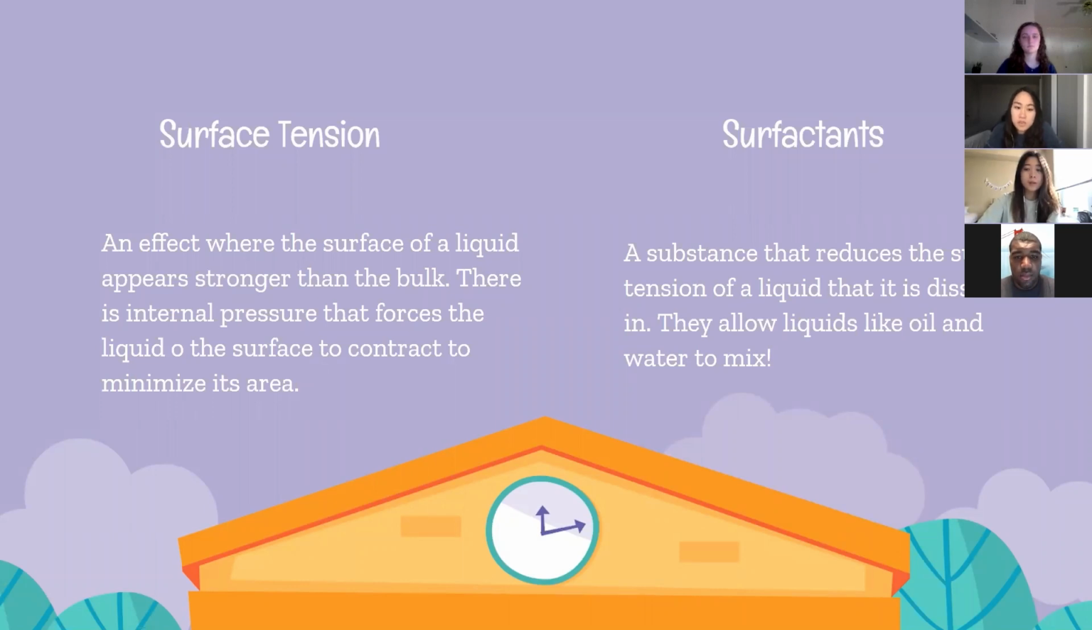The first key point we will be talking about is surface tension. This is an effect where the surface of a liquid appears stronger than the bulk. In the bulk of the liquid, the molecules are being pulled in every direction, which results in no net forces. The molecules at the surface of the water do not have molecules above them, so they are pulled inward. This creates internal pressure, which forces the liquid surface to contract to minimize the surface area.